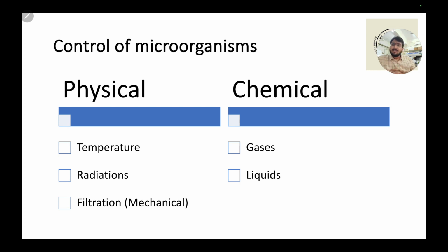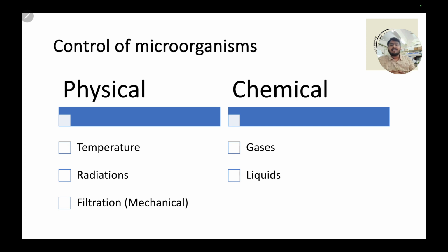Similarly, filtration, which is a mechanical method, is also very popular, especially when you talk about Aquaguards or water filtration methods. They make use of filters which can trap microorganisms. So the water that passes through these filters is going to be free of microorganisms and thereby safe to consume. So even filtration is a very commonly used method when it comes to control.